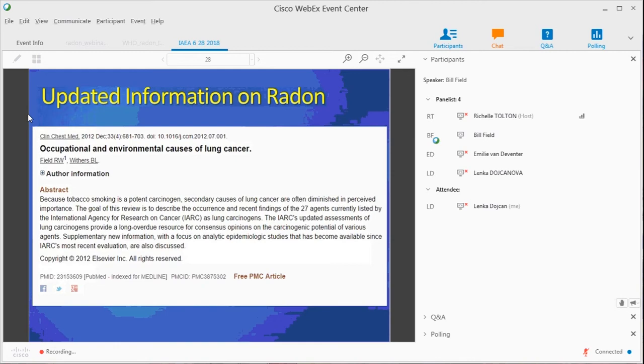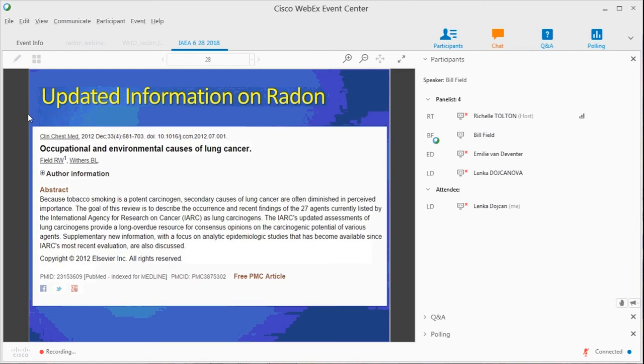This is a paper that we published a few years back talking about occupational and environmental causes of lung cancer. Very often when these kinds of papers were published, the risk of radon was minimized compared to asbestos and other lung carcinogens. So we're really trying to get papers out there and put radon risk in perspective for physicians.